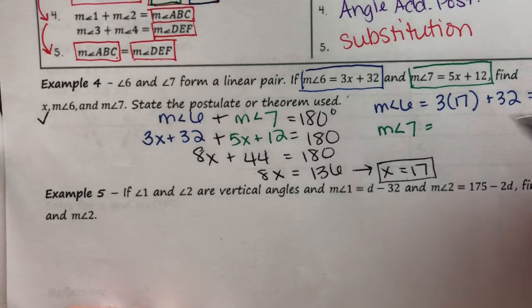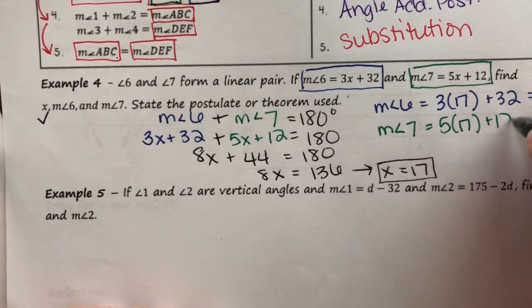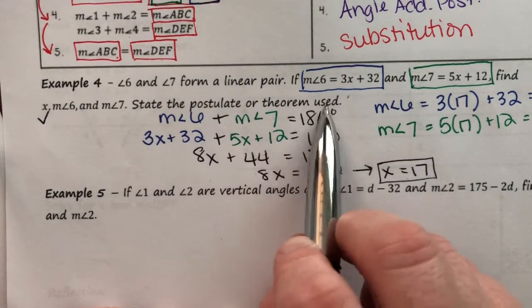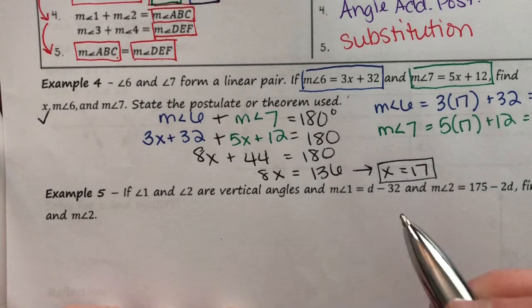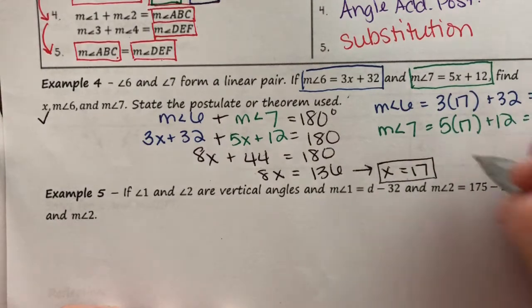Either way will work. Okay, so we're going to do 5 times 17 plus 12, which is going to be equal to 97 degrees. So if we added up 97 plus 83, they would equal 180. So what was the theorem used here? The main one that we used? We used the supplement theorem, that one that we learned up at the top of the notes.